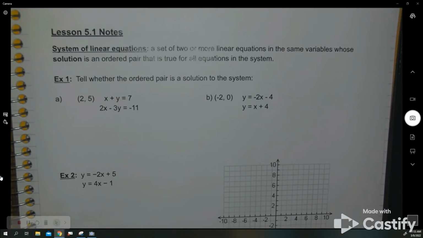So they both will have x and y, whose solution is an ordered pair that is true for all equations in the system. So sometimes it's two, sometimes it's more than two equations, but the ordered pair has to be true for both or all of them in order for it to be a solution.